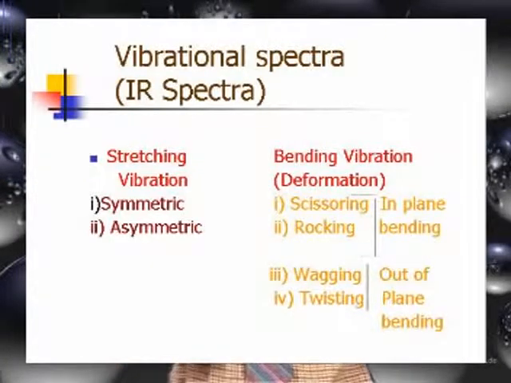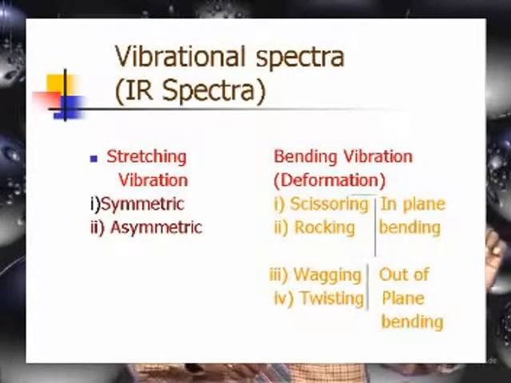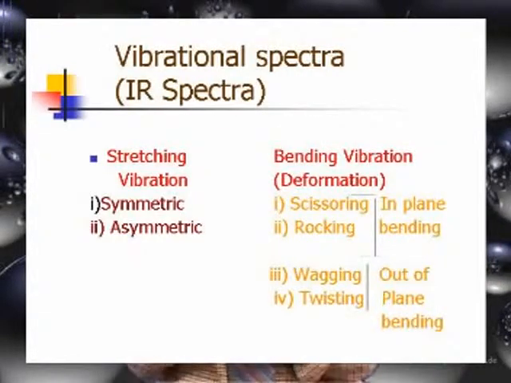The stretching frequencies are further classified into two types. One is called symmetric stretching frequency, another one is called asymmetric stretching frequency. At the same time, bending frequencies are classified into four types. One is called scissoring, another one is called rocking, third one is called wagging, and fourth one is called twisting. Therefore, four types of bending frequency and two types of stretching frequency.